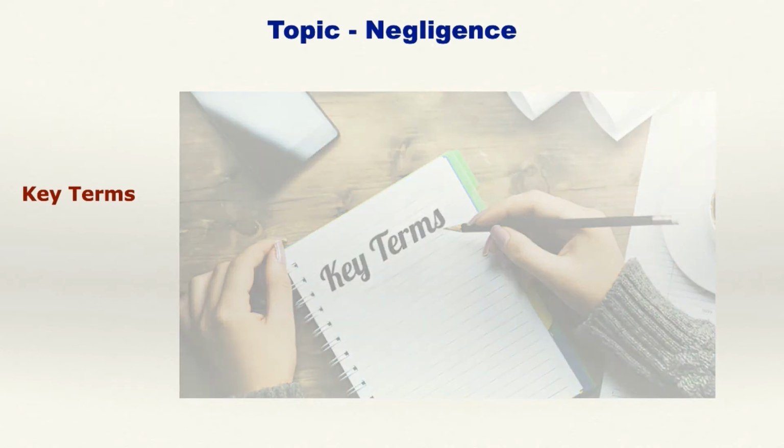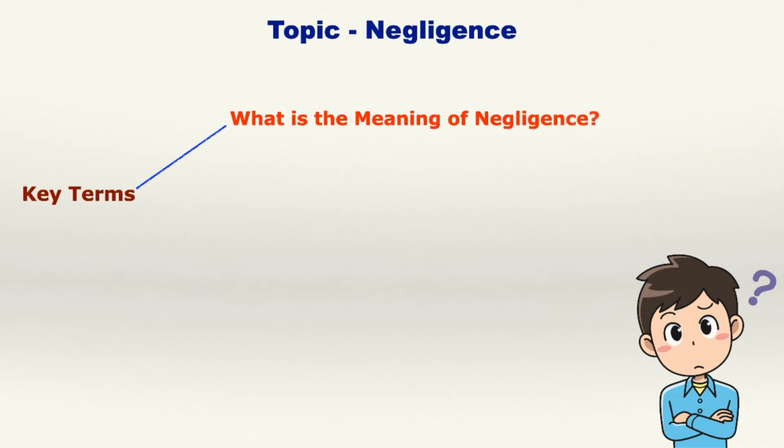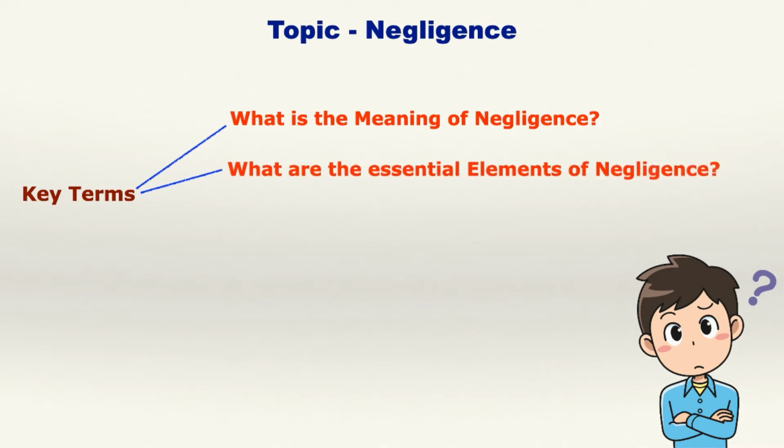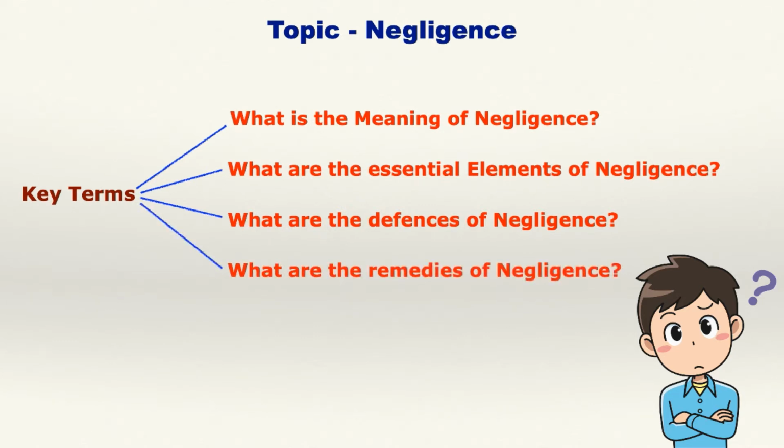The first key term that I will discuss in this video is the meaning of negligence. The second is the essential elements of negligence. The third is the defenses of negligence. And the last one that I will discuss in this video is the remedies of negligence. Likewise, in this video, I will discuss the 4 elements of negligence.